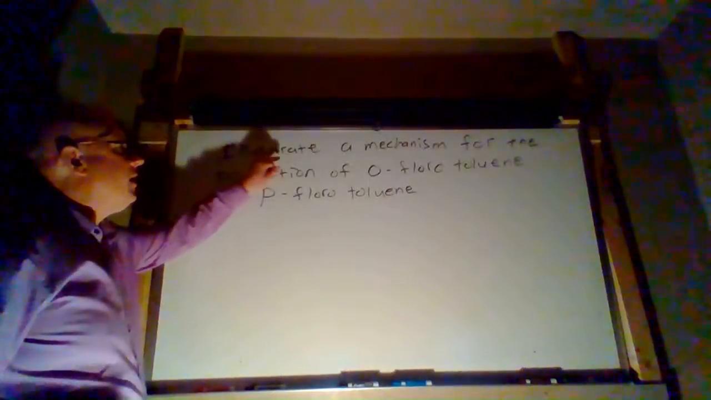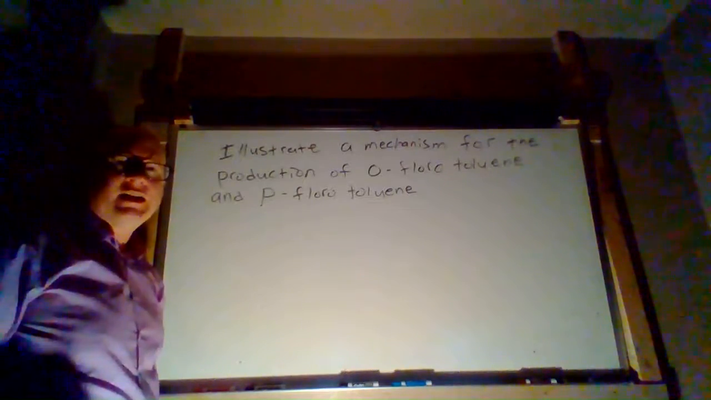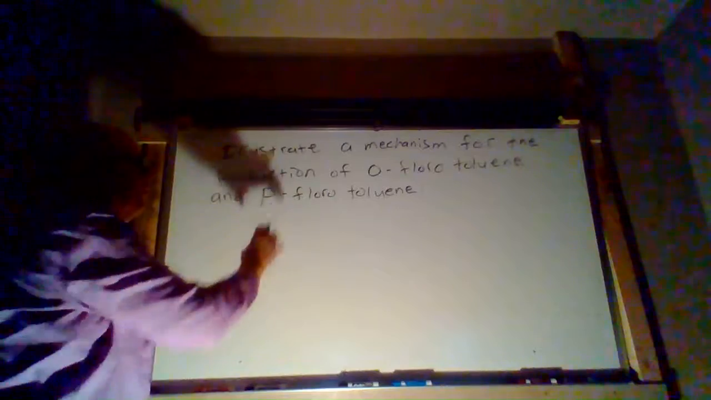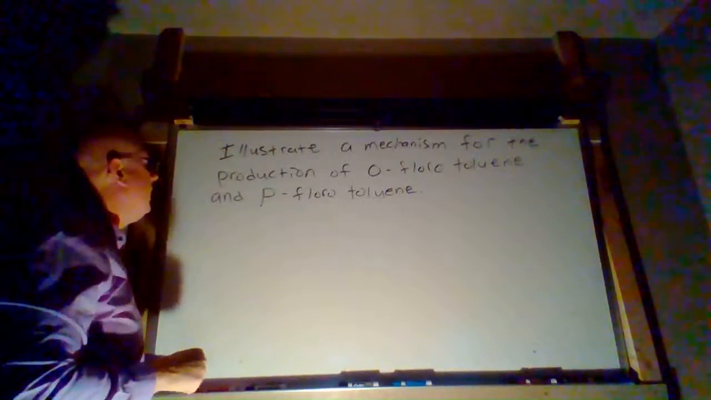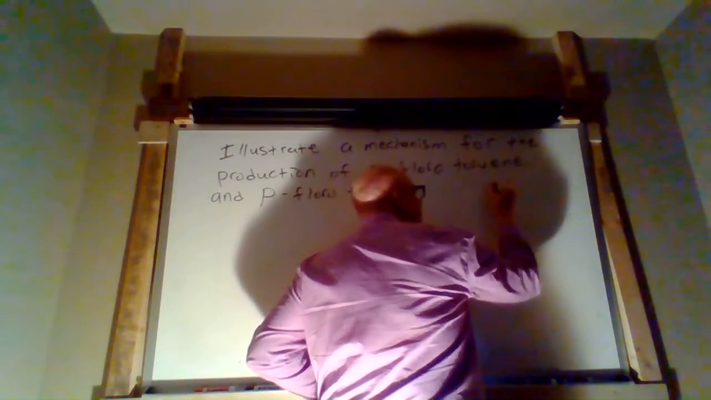But it's saying illustrate a mechanism. This is very similar to number probably 17, 18, 19, somewhere in there. Illustrate a mechanism for the production of orthofluorotoluene and parafluorotoluene. Okay? So what we can do is put this prediction up here.